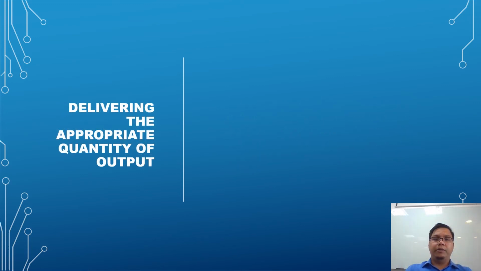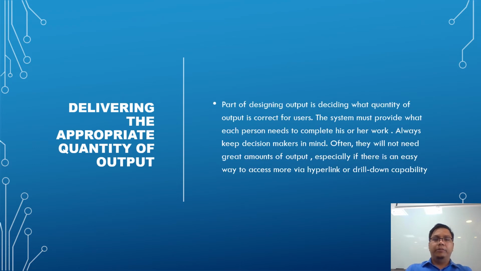Third is delivering the appropriate quantity of output. Part of the task of designing output is deciding what quantity of output is correct for users. The system must provide what each person needs to complete his or her work. Always keep the decision makers in mind. Often, they will not need great amounts of output, especially if there is an easy way to access more via a hyperlink or drill-down capability.